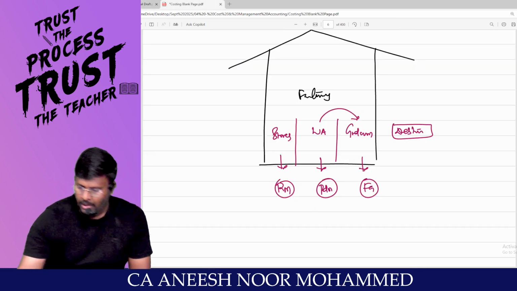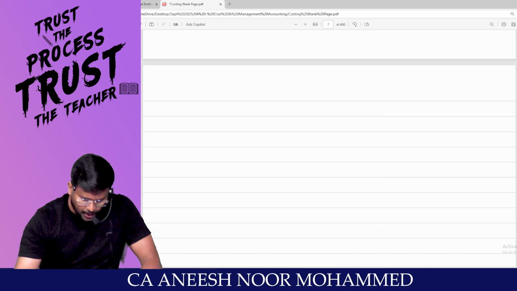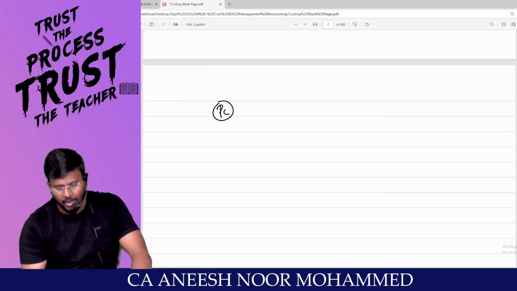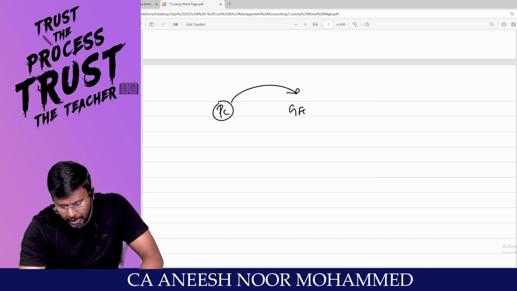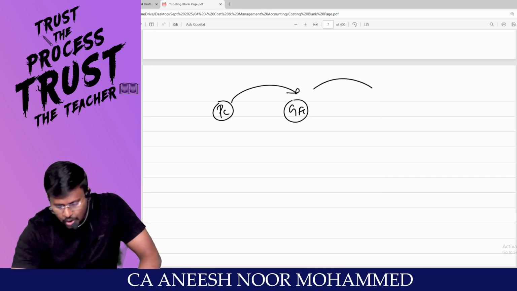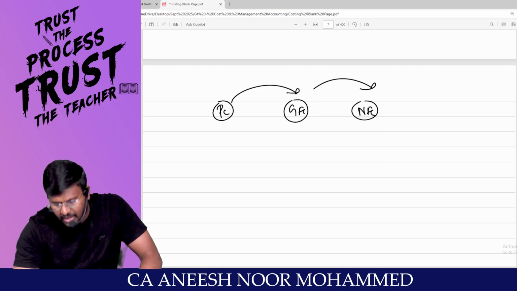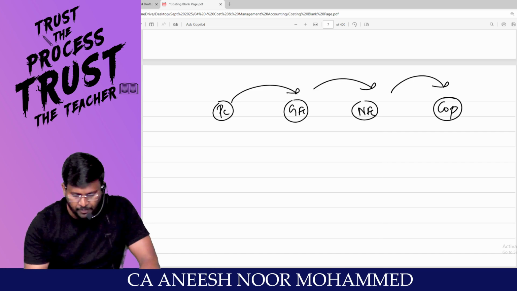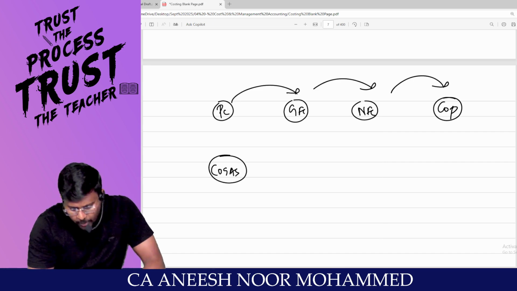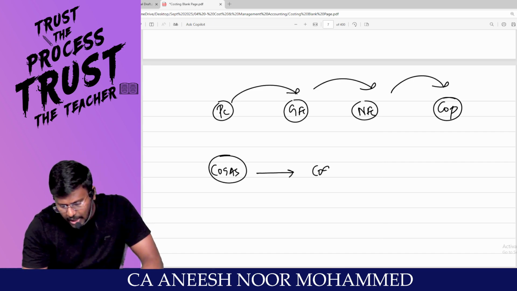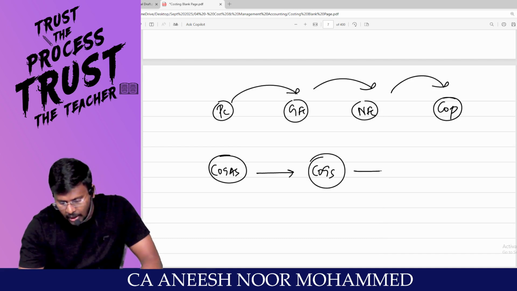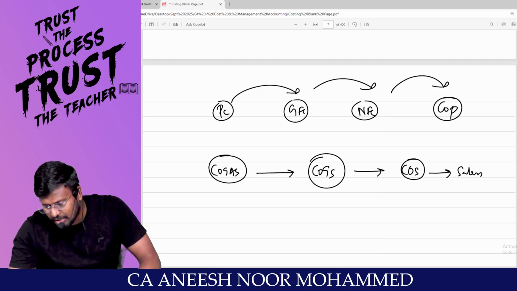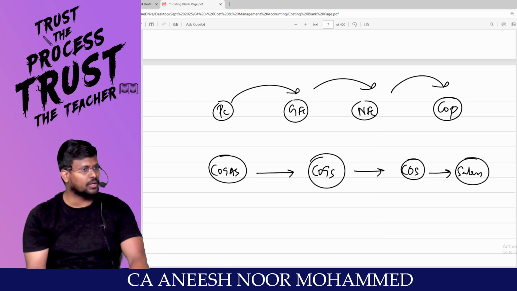Pakka, sir? So in order to manufacture a product, first you have to incur the cost called prime cost. This prime cost should become gross factory cost. This gross factory cost should become net factory cost. This net factory cost should become cost of production. This cost of production should become COGAS. This COGAS should become cost of goods sold. This cost of goods sold becomes cost of sales. And this cost of sales becomes sales. Are you really with me?